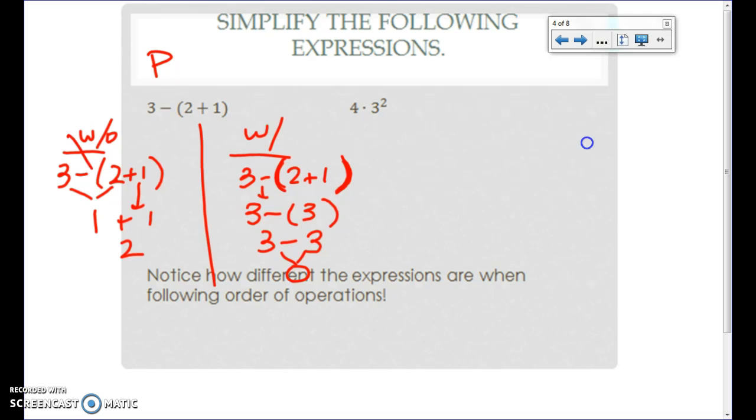So again, we would get different answers with and without order of operations. Okay, and then finally, this last example.